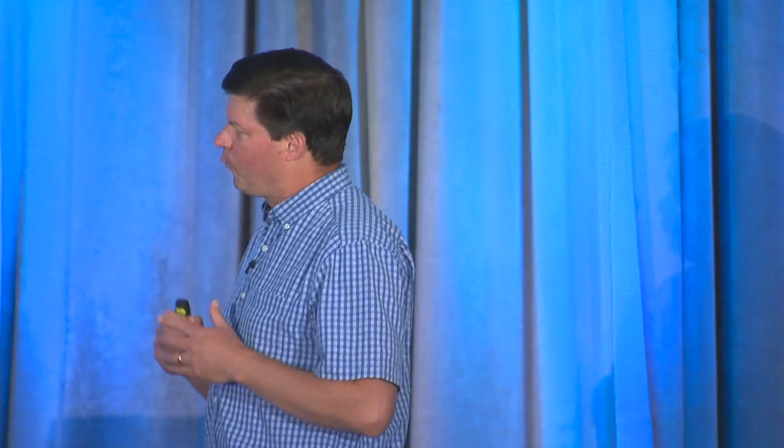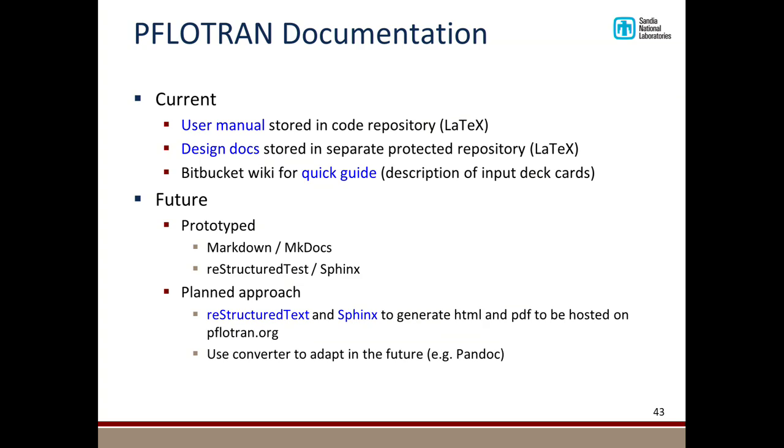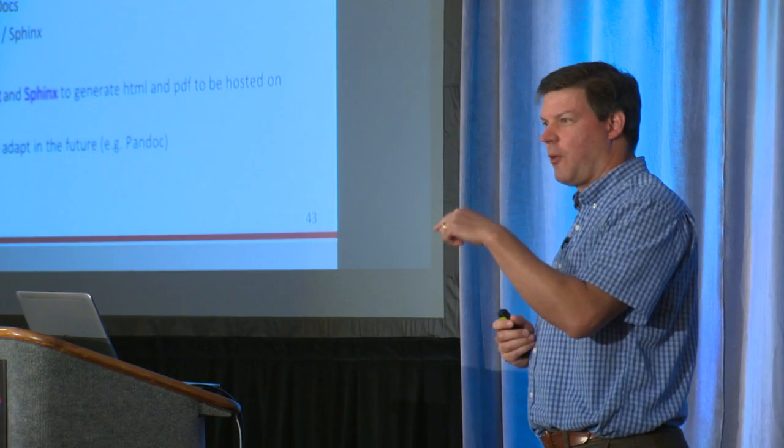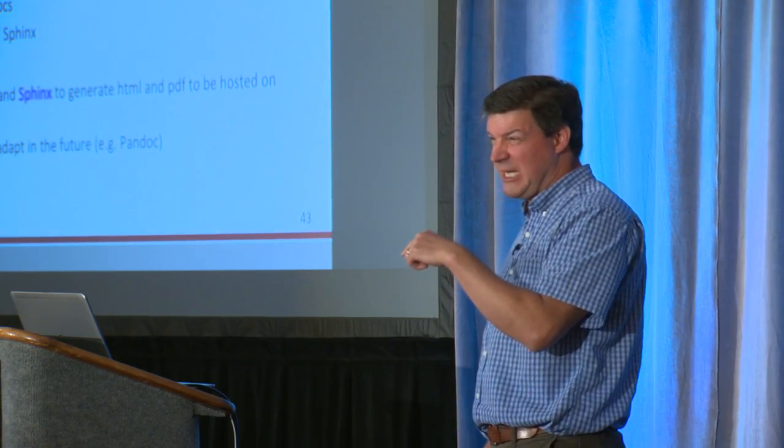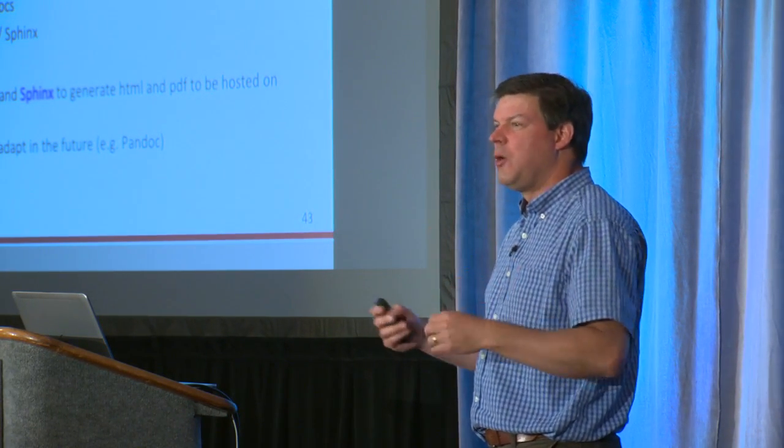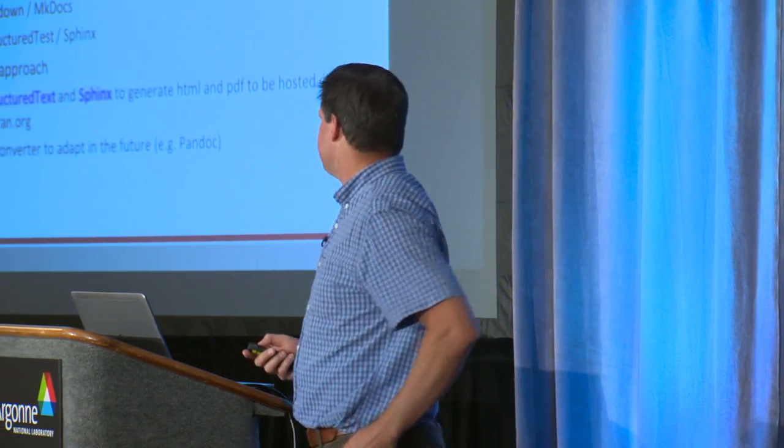PFLOTRAN documentation, real quick. Currently, we have a user manual that's written in LaTeX, and it is in the open PFLOTRAN repository. We also have design docs that are in a separate repository that is password protected, because that's where we store the tricks of the trade. A lot of the way we calculate derivatives is challenging, and we don't put that out there. They are in the code, so if someone wants to go look at the code and figure it out, they're welcome to. And in all honesty, if someone would just email us and ask us how we do it, we share it. We just don't lay it out there for anyone to pick up.